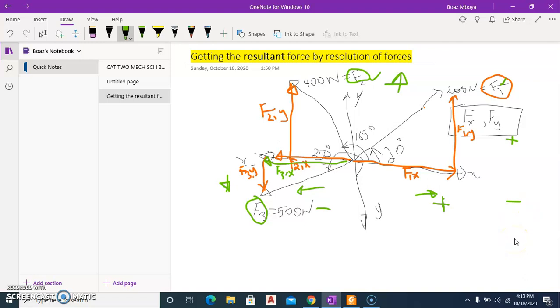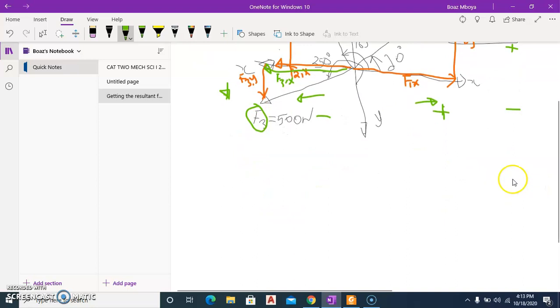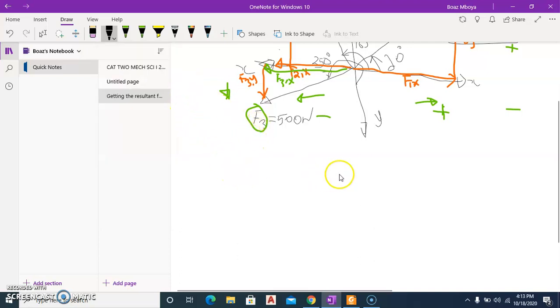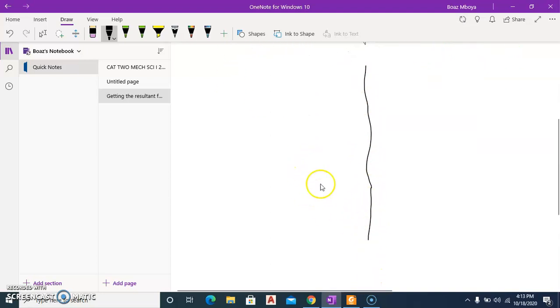So once we have that in mind, we can now go ahead and start looking at the vertical components of these three forces. So on one side, I want to say FV. So these are the sum of all vertical components. And this side, I want to say FH. So these will form horizontal components. So I'll start with F1.